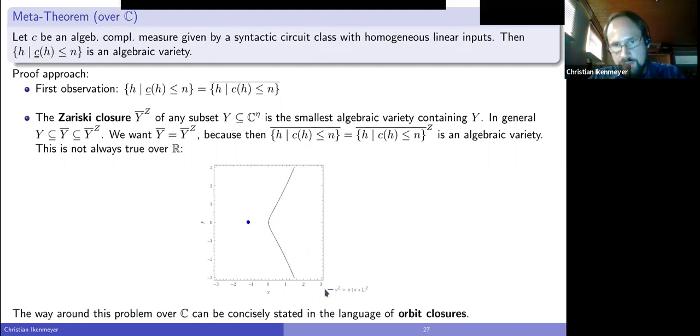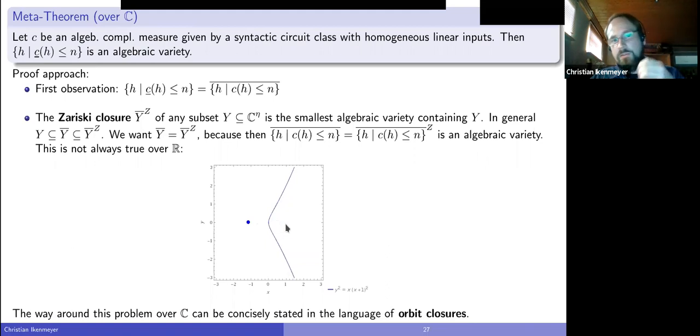So look at the vanishing set here. Look at this curve. It's a curve defined by the equation y squared is equal to x times (x plus 1) squared. And it's this curve here and that additional point. Now let's say your set Y is just this curve here without the point. Well, if you close it, it's still the curve. Closing means you're adding all the limit points, and you're not adding any more points. In particular, you're not adding this specific point here, because that's very far from your curve, right?